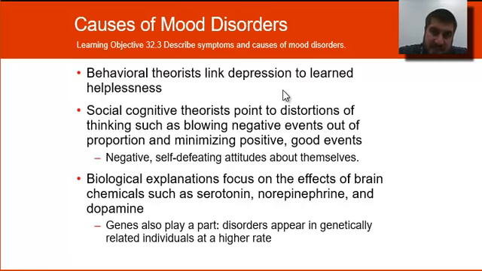Biological explanations have found that these people have too much of or lack different neurotransmitters such as serotonin, norepinephrine, and dopamine. Genes also play a part because disorders appear in genetically related individuals at a higher rate.